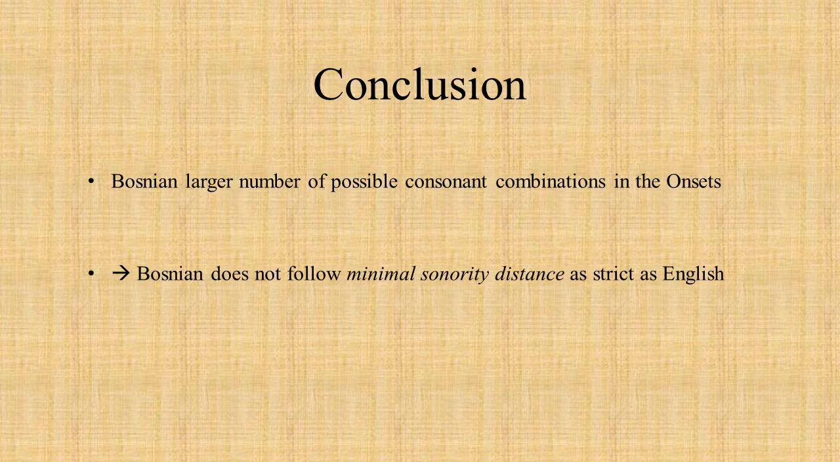To conclude, we can say that Bosnian has a larger number of possible onsets. There are many more ways in Bosnian to combine consonants in the onsets than it is possible in the English language. As we have seen, the reason for that is that Bosnian does not follow the minimal sonority distance as strictly as English does it, and therefore the number of possible consonant clusters is larger than in English.